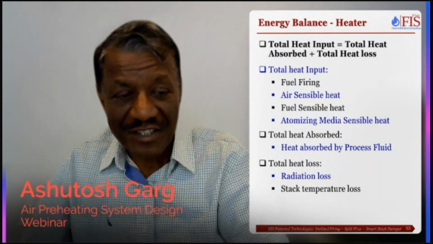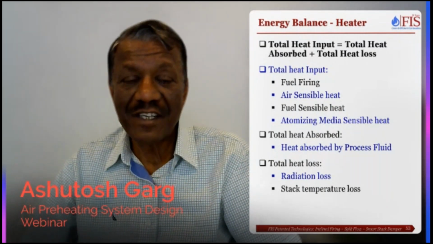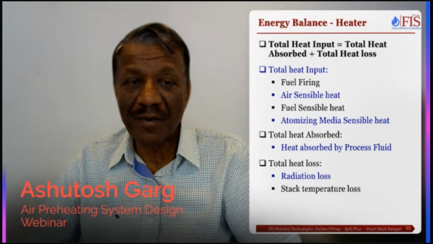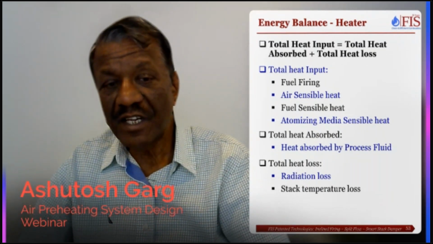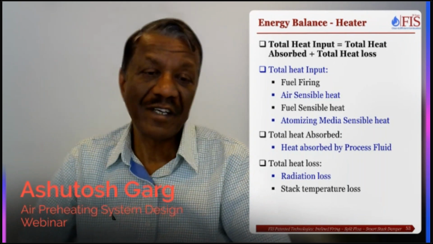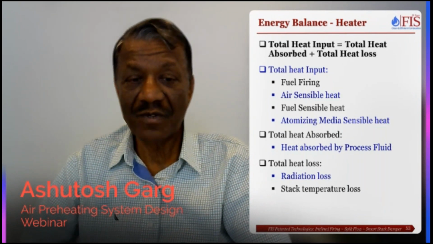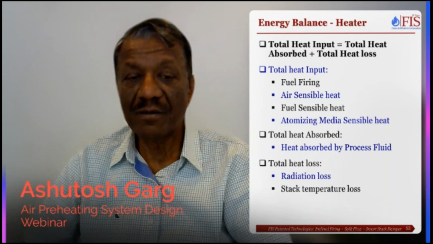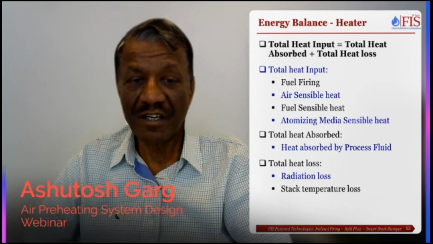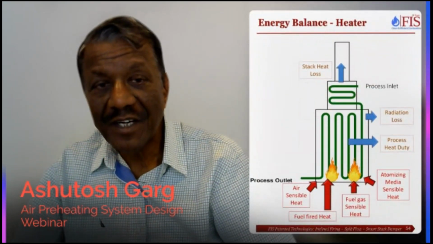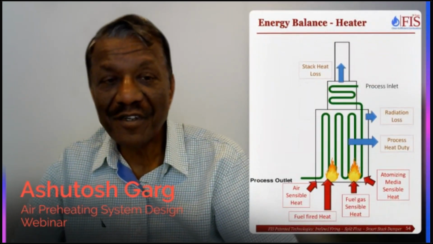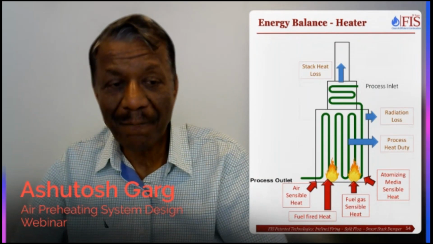They have done the energy balance over here. Total heat input is equal to heat absorbed plus heat loss. Heat input is fuel, air, and fuel sensible heat, depending on atomizing media and type. Heat absorbed is by the process fluid, and then there are the total heat losses. This is a graphical representation of the same thing.